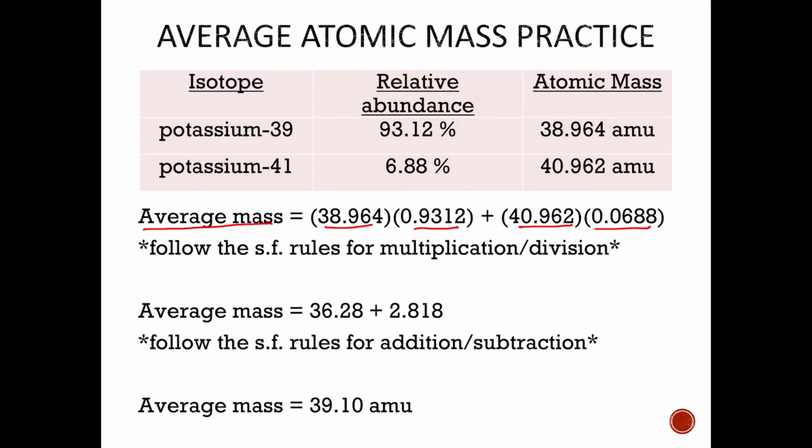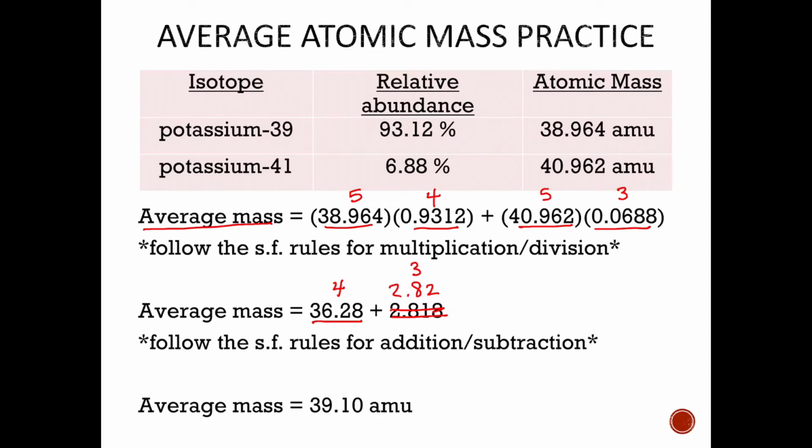We'll multiply 38.964 times 0.9312, and that gets us 36.28. Since there are 4 sig figs here and 5 sig figs here, our answer must have 4, because for multiplication and division we use the fewest number of sig figs. And then for this one, 40.962 times 0.0688. There are 5 sig figs here and only 3 here. So this is wrong. This should be 2.82 for 3 sig figs. My apologies. So, multiplication and division rules.